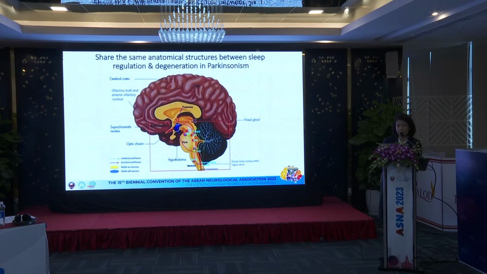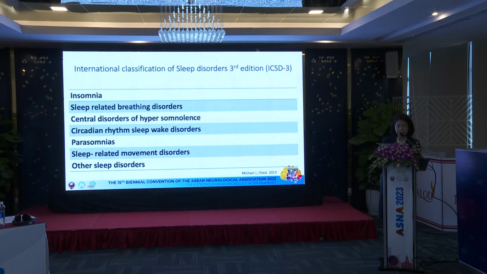Parkinsonian patients also have sleep presentations. According to the ICSD-3, they classify the sleep disorder into 7 subclasses, from insomnia to sleep-related movement disorder. But today I won't cover only the sleep disorder. I will cover the other nocturnal problems in Parkinson's disease.